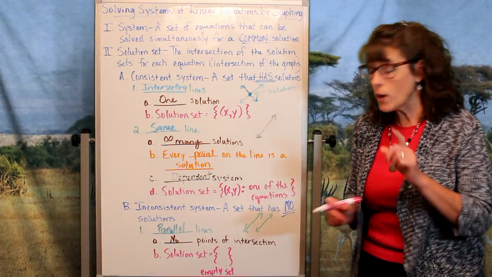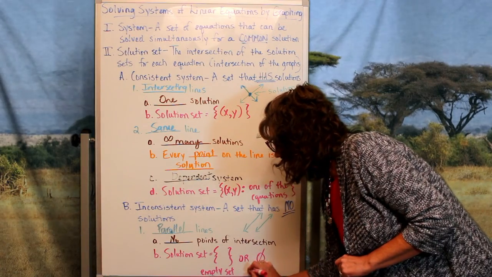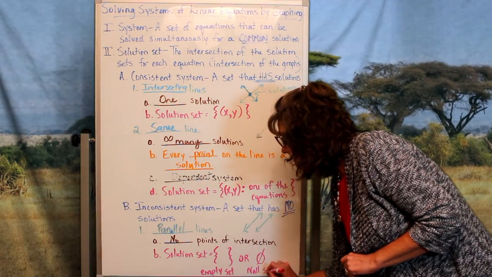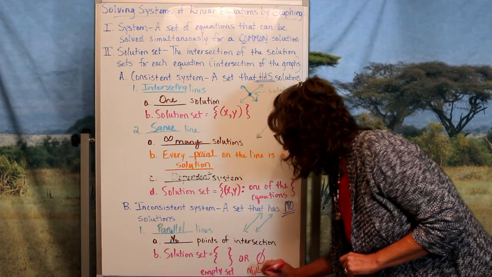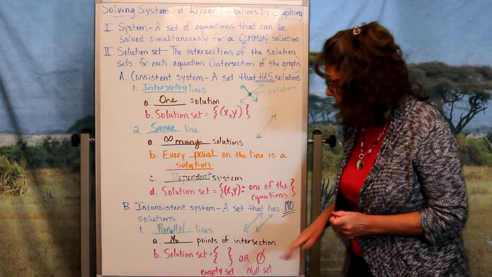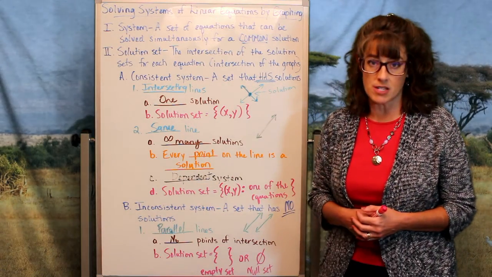Now, there's another way that we can express this, and it's what's called the null set, N-U-L-L-S-E-T. It's a sloppy U, forgive me. There we go, N-U-L-L-S-E-T. This is the null set. The null set means empty set. They mean the very same thing.